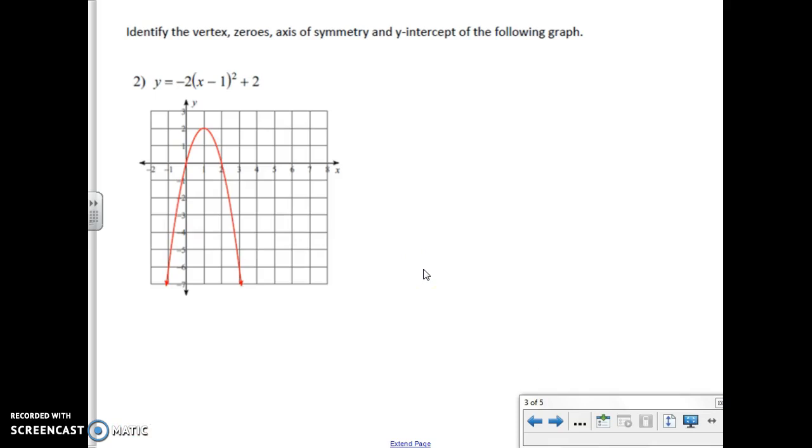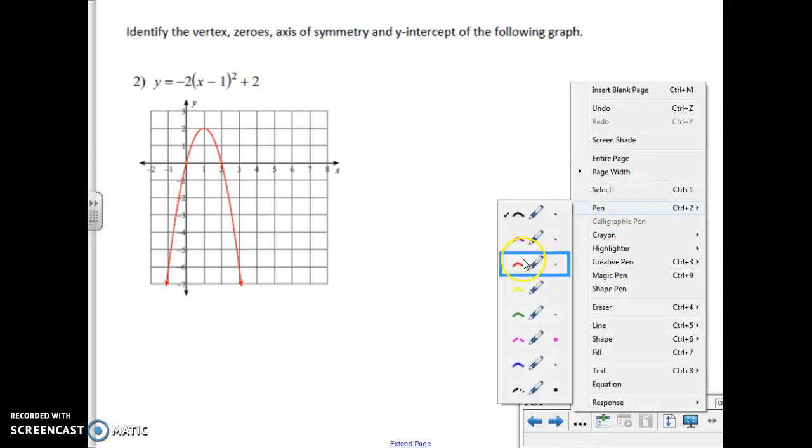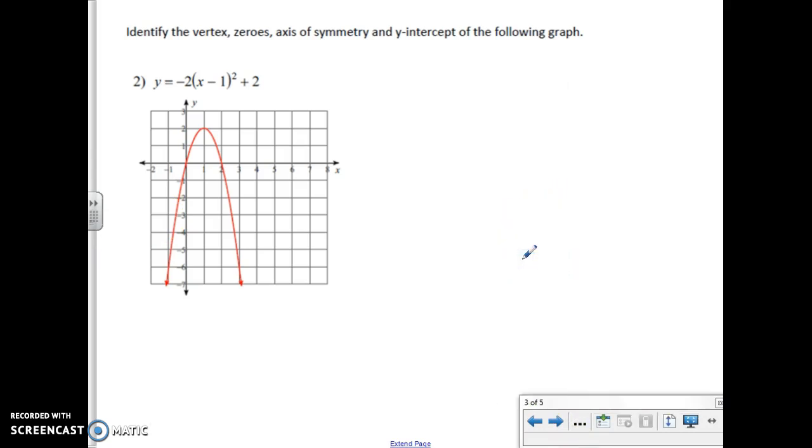So now looking at this one, I want to do exactly the same thing. I want to identify what the x-intercepts, the vertex, and the axis of symmetry are. I'm going to use this color here. So I'm looking for the vertex. In this case, it's a high point on my graph. It's right here at the top. So it looks like my vertex is a maximum, which we'll talk about in the next video. It looks like the vertex is (1, 2).